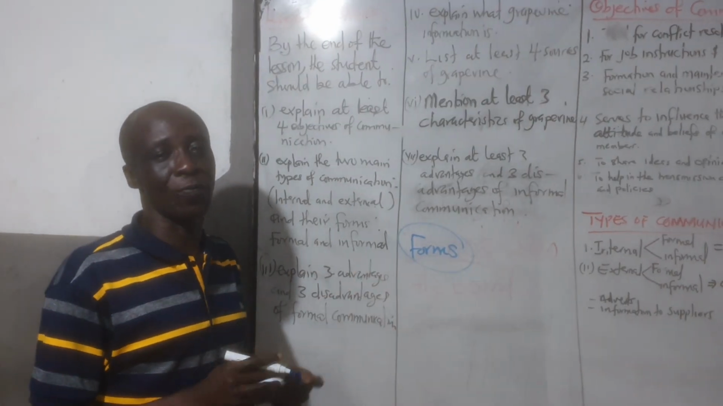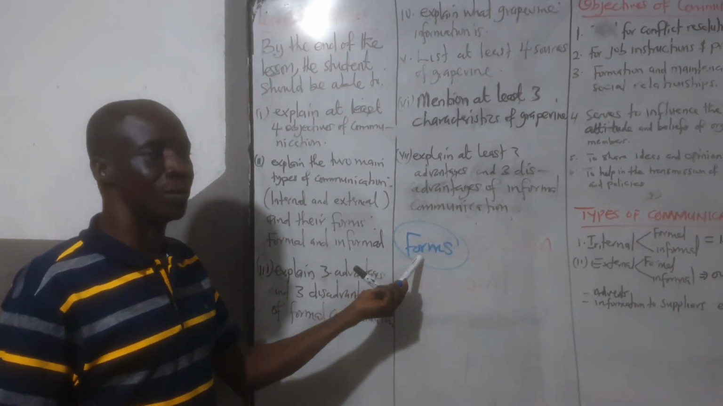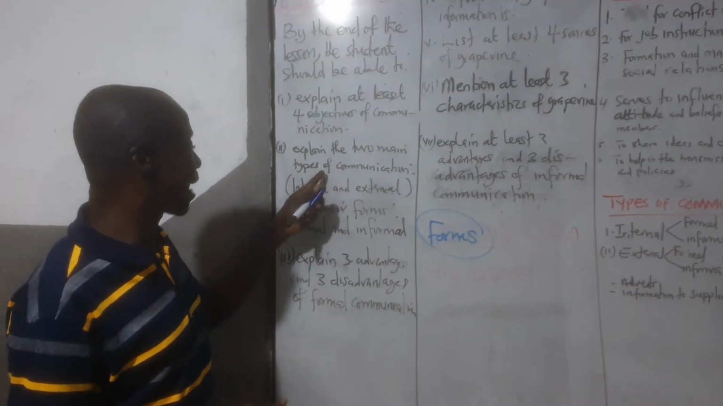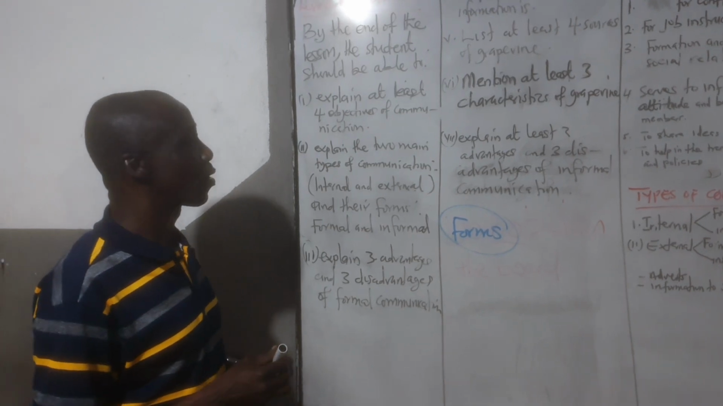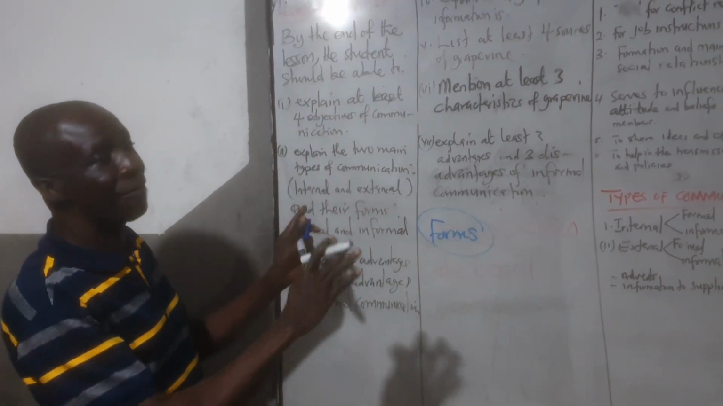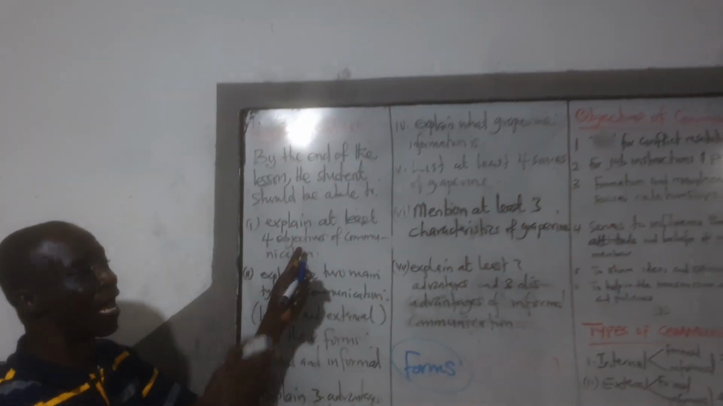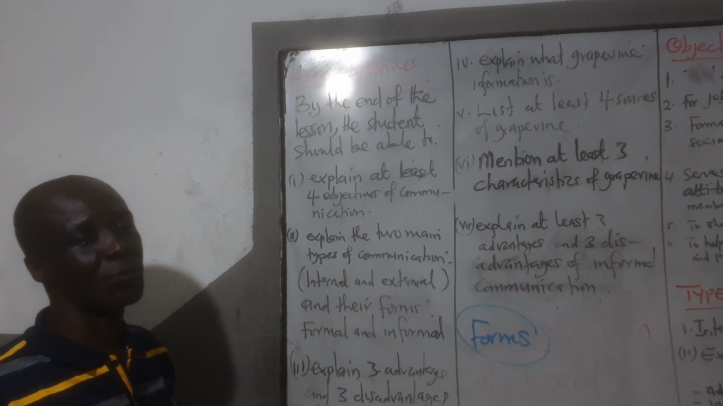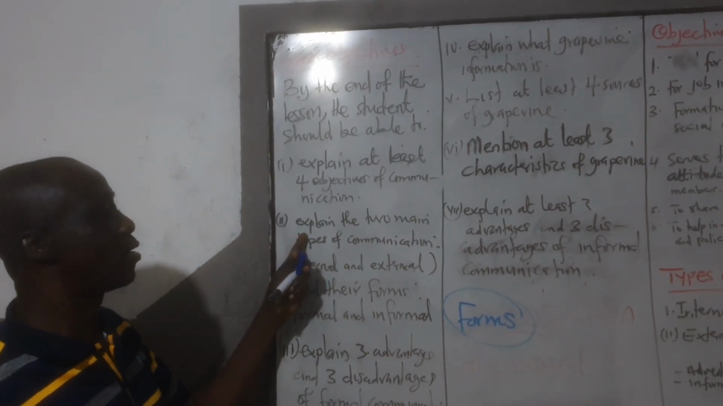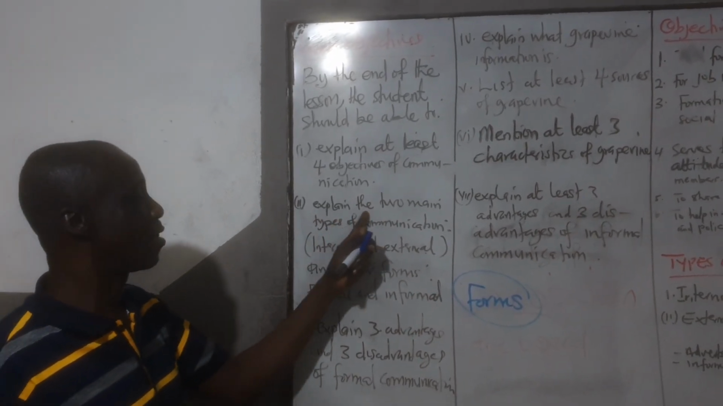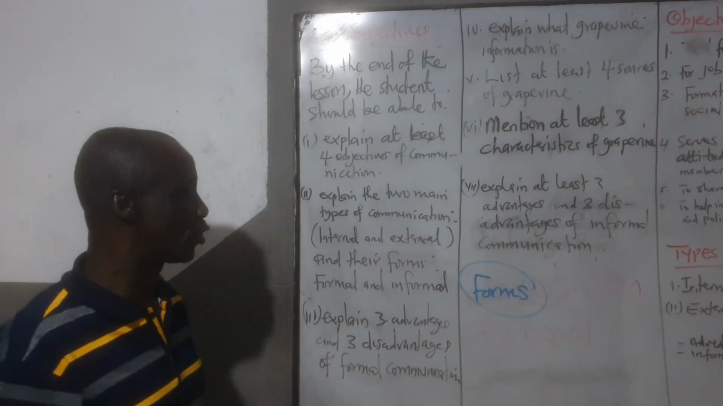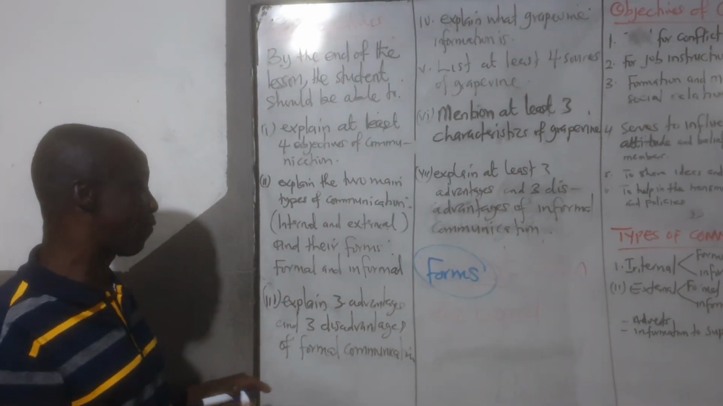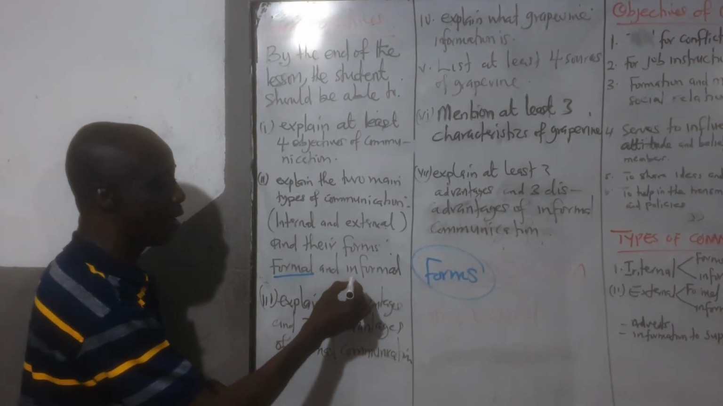So you should take note of that. The forms and the types are not the same. So we will look at the types of communication. And so we will have sub-sessions. By the time we finish with the whole thing, you should be able to explain at least 4 objectives of communication. And then you should also be able to explain the 2 main types of communication. And then if there are forms, you will know why I said there are forms. That is the formal and then the informal.